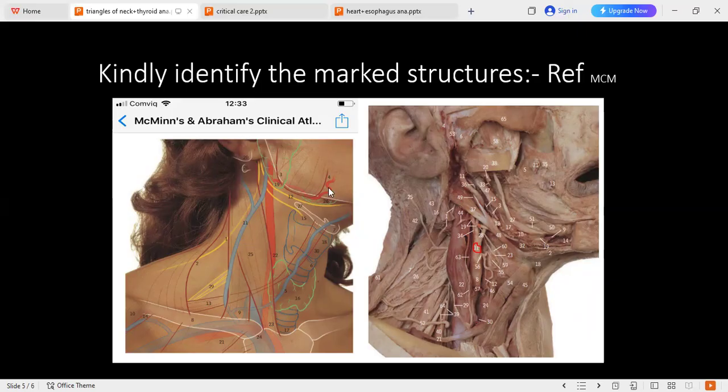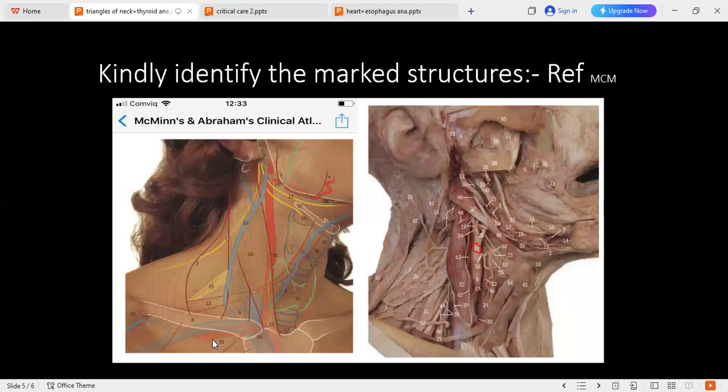Please have a look at this image and tell me number 11. It's the external jugular vein. Please tell me the tributaries of the external jugular vein and where it opens. Yes, ma'am. It's the retromandibular vein and the posterior auricular vein. They drain into the subclavian vein.